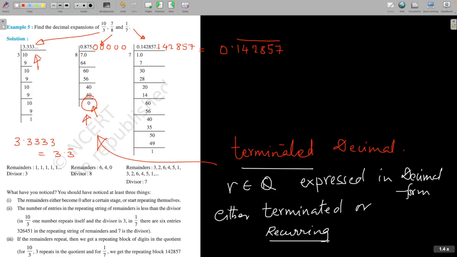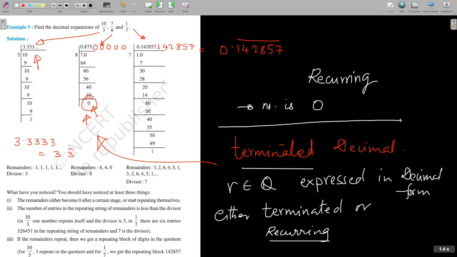Now, it is not difficult to understand by these few examples why you would expect recurring. Why would you expect recurring is not at all difficult to understand. I'll leave it to you. But in particular, if the recurring number is 0, then we say that it's a terminated decimal.